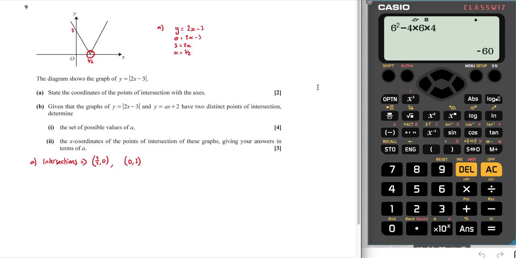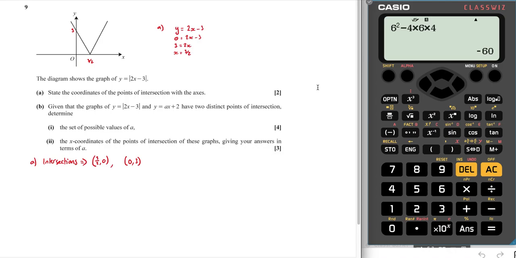Given the graphs of y equals |2x minus 3| and y equals ax plus 2 have 2 distinct points of intersection, determine the set of possible values of a. Right, this is going to be one of those ones where the horrible mark scheme just says something like writes down a particular value, and you look at it and you go, I have no idea why. And me too. So let's have a look at why that is.